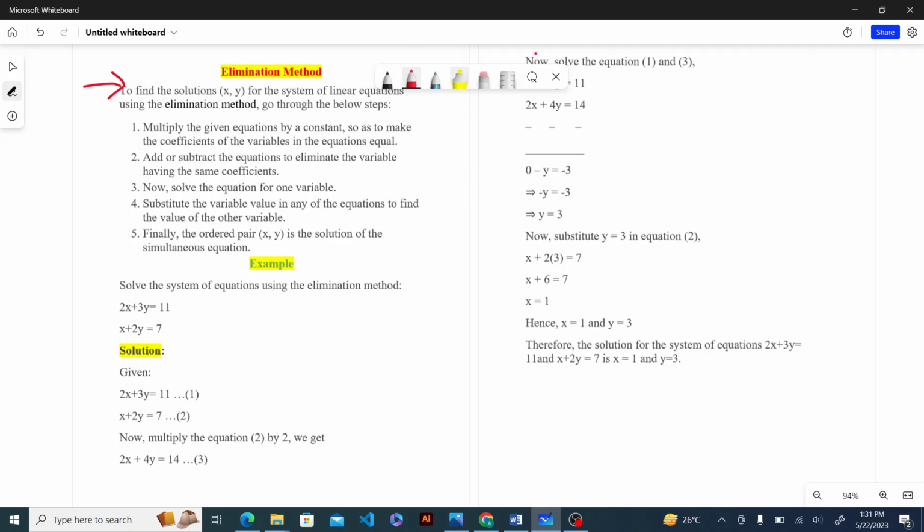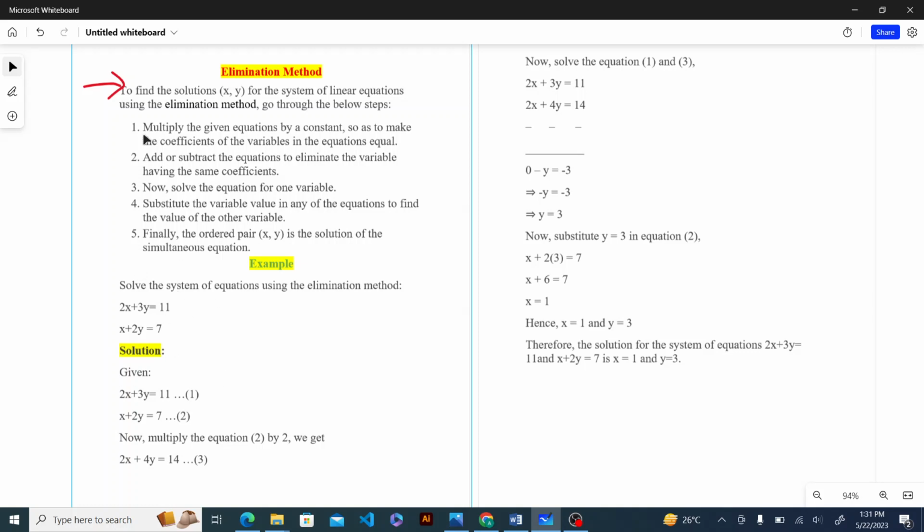So what's written here is: to find the solution x, y for the system of linear equations using the elimination method, go through the below steps. We have 5 steps to follow so that we can find the solution to any given equation that has variables x and y, so that we can find the values of x and y. It will be called the solution of those given linear equations. Let me read the steps first and then we will follow the steps using an example.